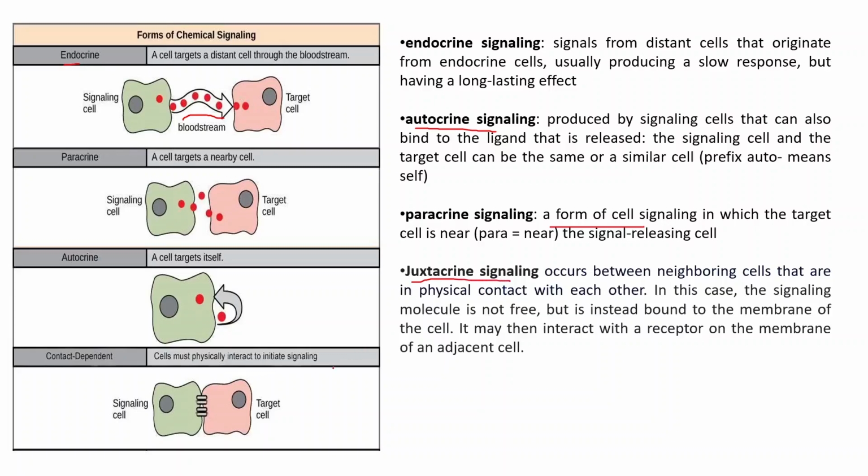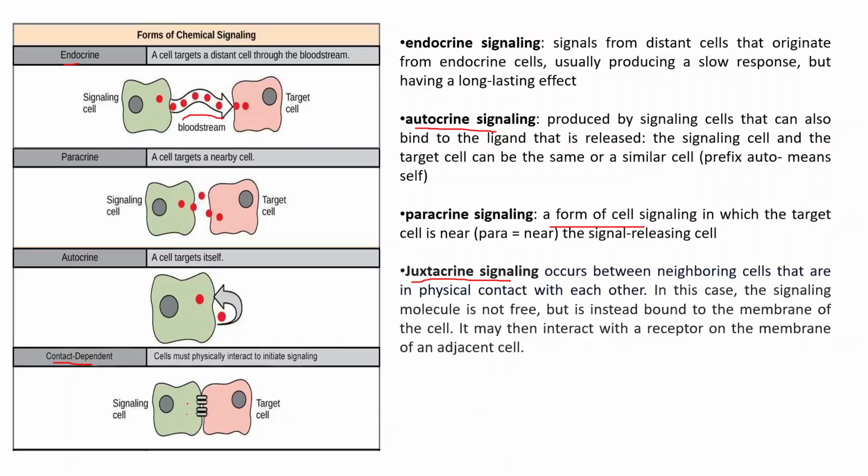So what is juxtacrine signaling? In juxtacrine signaling, two cells should be in close contact. In the case of paracrine signaling the cells should be near each other, but it is not necessarily physical contact. But in juxtacrine signaling there should be physical or close contact with each other via gap junctions or plasmodesmata. In this case it is also called contact dependent signaling. Here cells must physically interact to initiate the signaling.